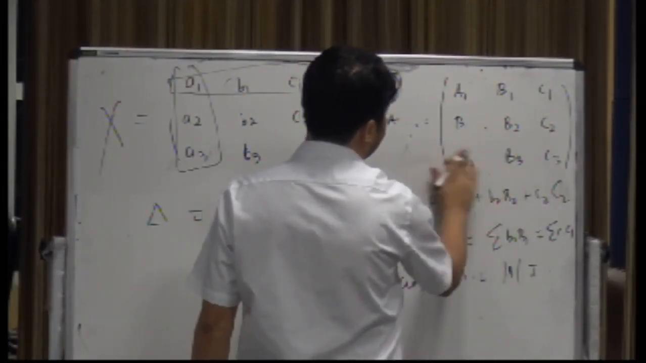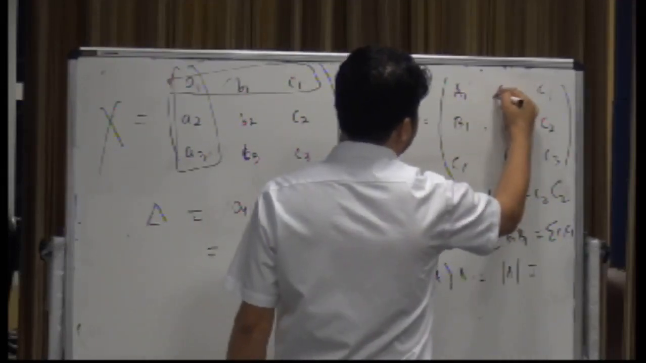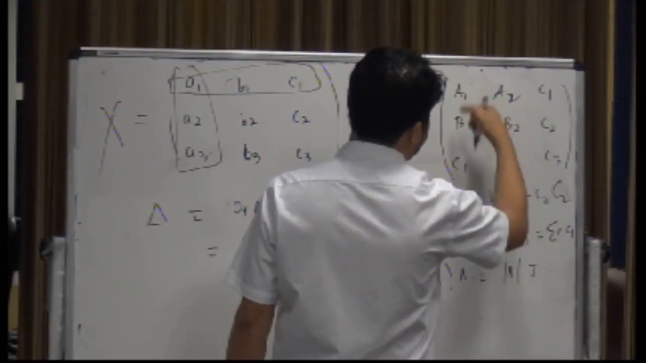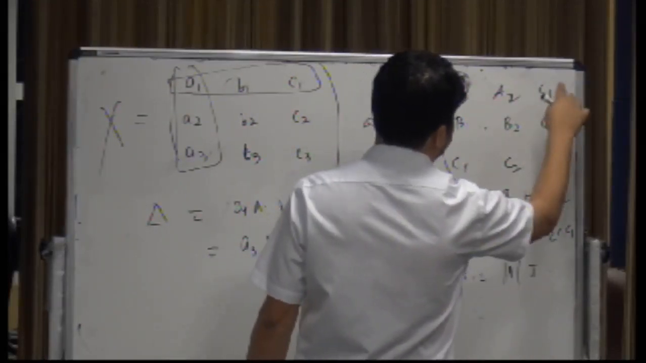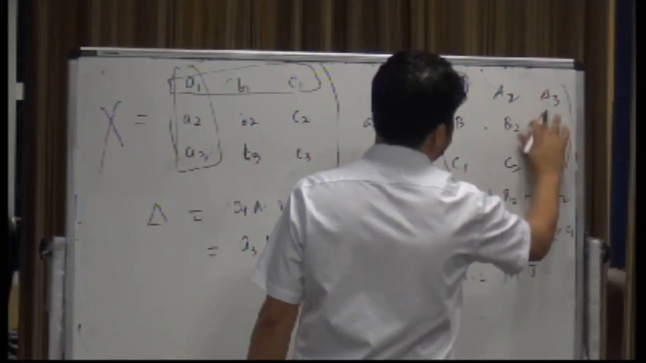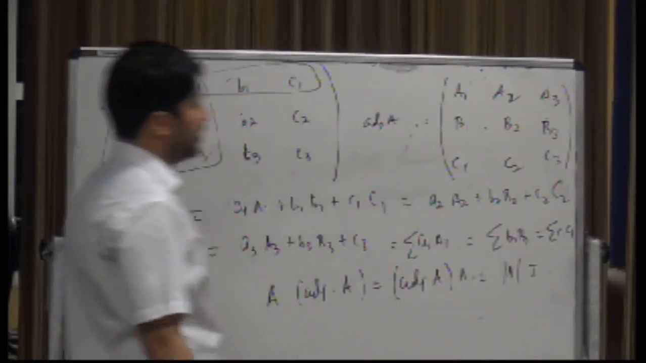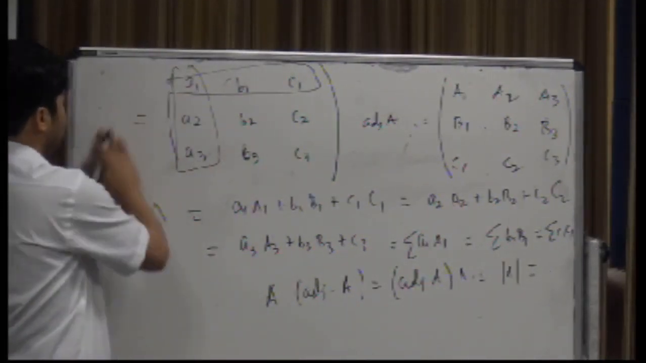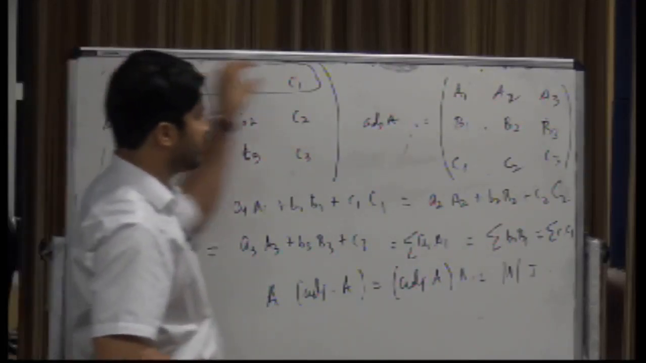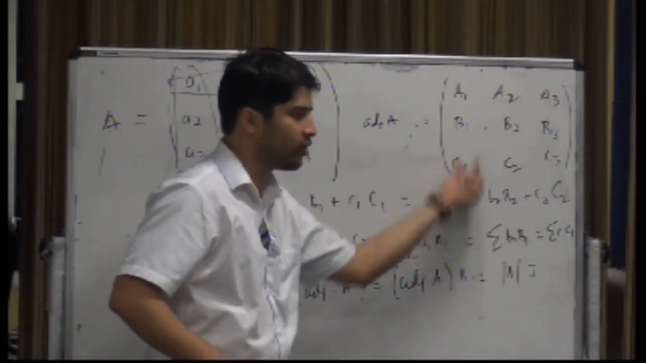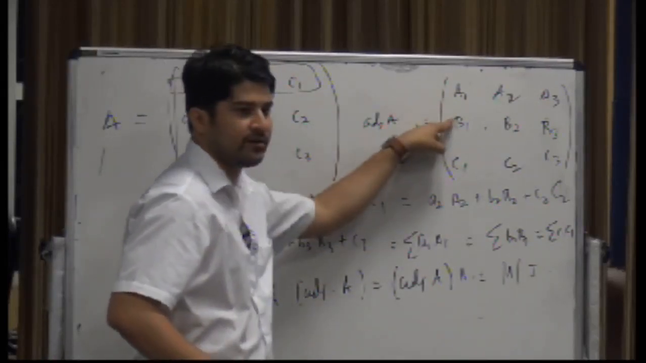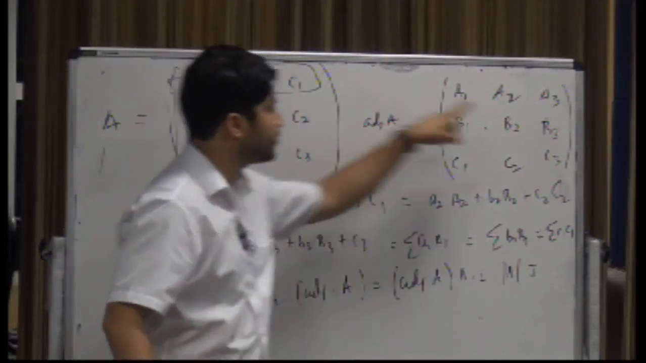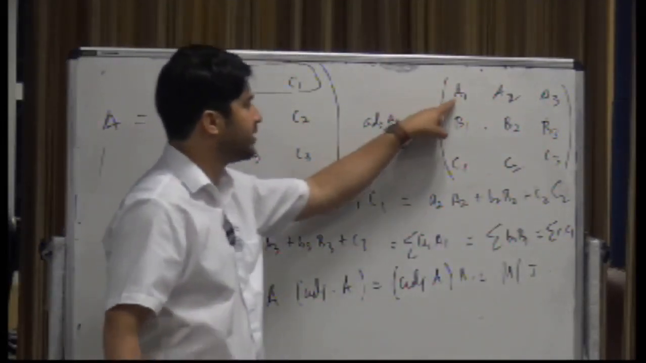So this would be B1. A1, B1, C1, A2, B2, C2, A3. Right. Now, how do you multiply A into adjoint A? So the first row will go with the first column. So this and this is det. Now the first row goes with the second column, 0. The first row goes with the third column, 0. So only this guy is det A.